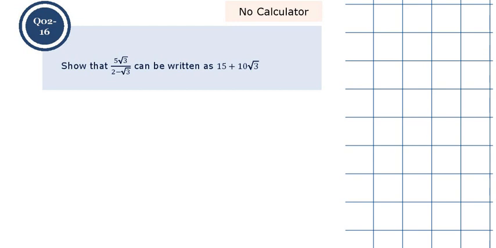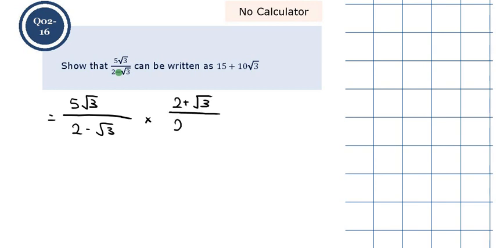Remember, when you have a fraction with a surd at the bottom, you need to flip the sign of whatever's at the bottom, or multiply it, of course. So what do we do with that? Well, we've got 5 square root of 3 over 2 minus square root of 3. I'm going to multiply now. On the top, I do 2 plus square root of 3. On the bottom, I also do 2 plus square root of 3.